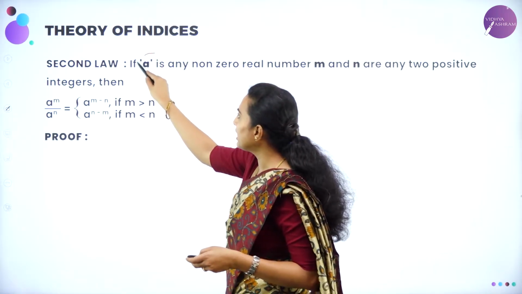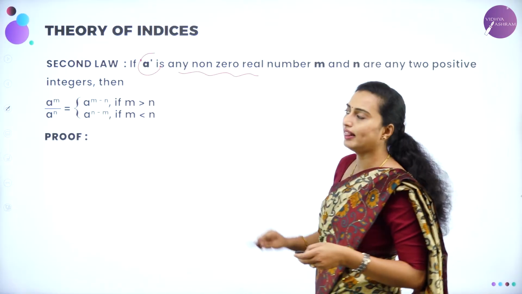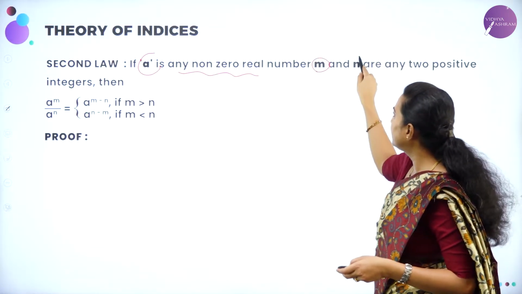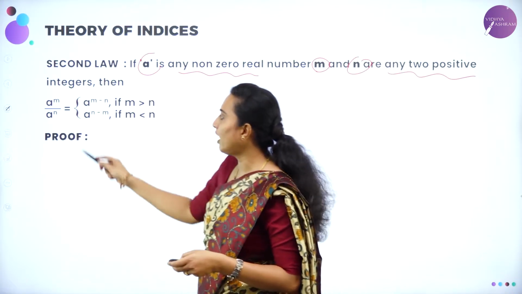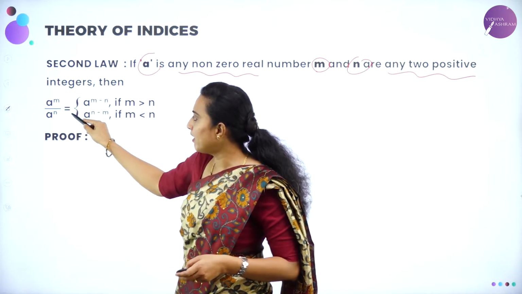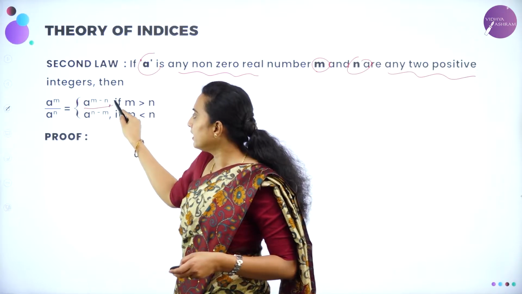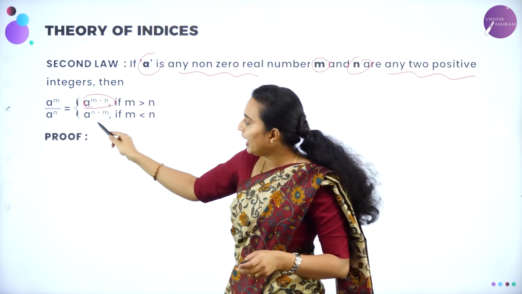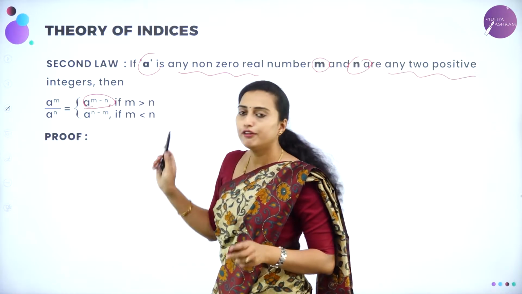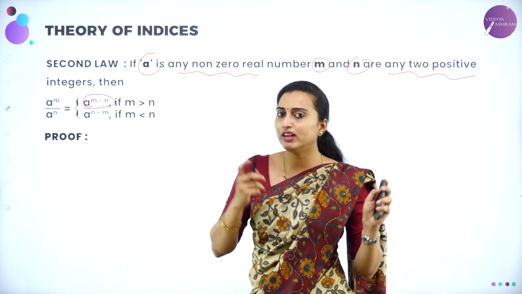What is that? If a is any non-zero real number and m and n are any two positive integers, then a power m by a power n can be written as a power m minus n if m is greater than n, and a power n minus m if m is lesser than n. What will be the proof?